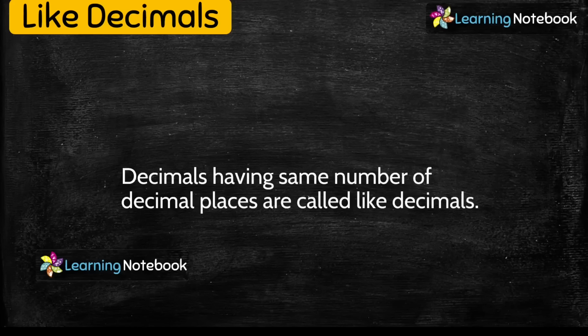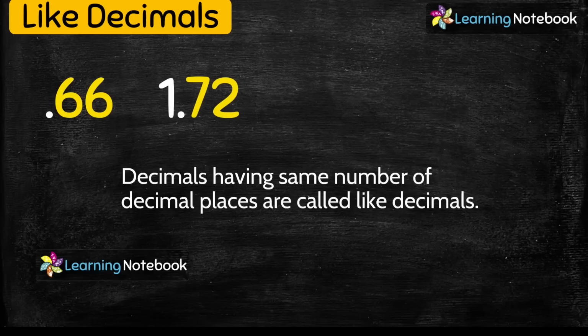So what are like decimals? Decimals having same number of decimal places are called like decimals. Students, have a look at these 4 decimal numbers. All these decimal numbers have same number of decimal places. So these decimal numbers are like decimals.